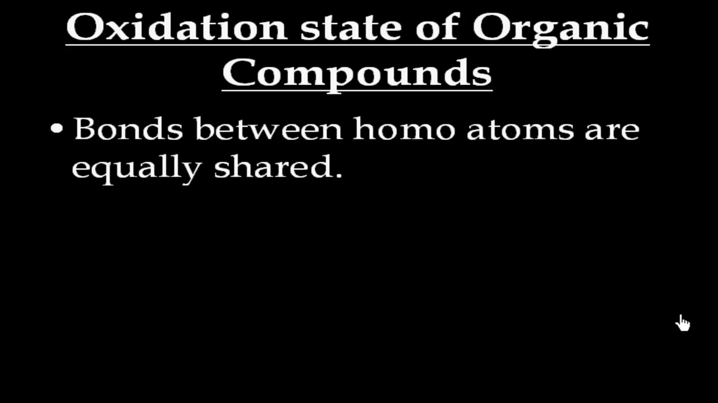Now to discuss the oxidation state we need to know one thing: a bond between the same kind of atom is called a homoatomic bond, and a bond between two different kinds of atom is called a heteroatomic bond. So if I have a bond between carbon and carbon, this is a homoatomic bond. If I have a bond between carbon and oxygen, this is a heteroatomic bond. If I have a double bond between carbon and carbon, this is again a homoatomic bond. If I have a bond between carbon and nitrogen, this is a heteroatomic bond.